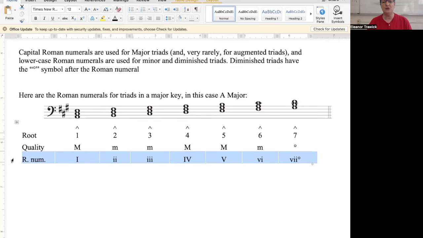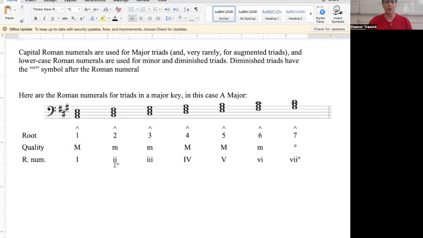So you don't need to carefully calculate the quality of each chord that you come across. You can just count on it being the regular kind of chord that we have in major keys. So I used a Roman numeral 1 for the tonic. Roman numeral 2 and Roman numeral 3 are lowercase because they refer to minor triads.